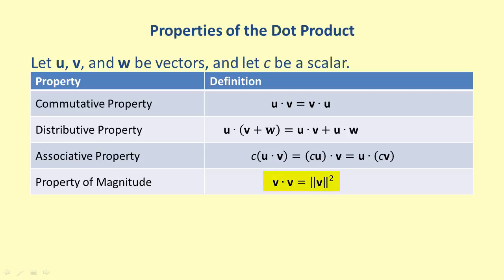The fourth property gives us a relationship between the magnitude of a vector and the dot product of the vector with itself. Namely, that the dot product of a vector with itself is equal to the square of its magnitude.